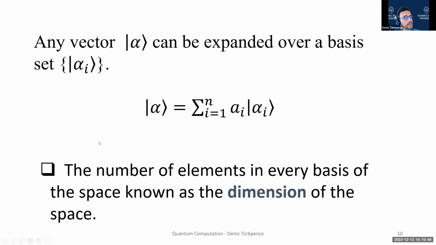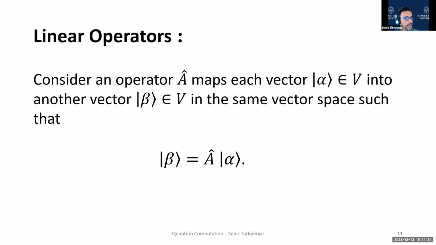Okay. And another remark, the number of elements in every basis of the space is known as the dimension of the space. So, for example, the Euclidean space that we live in is a three-dimensional vector space, but Hilbert spaces do not have that restriction. In fact, in principle, they have infinite dimensions, but in our specific problem, they can be two-dimensional, three or more dimensional complex vector spaces. So the number of dimensions is specified by the number of bases in that vector space.